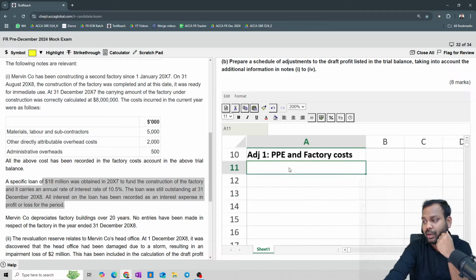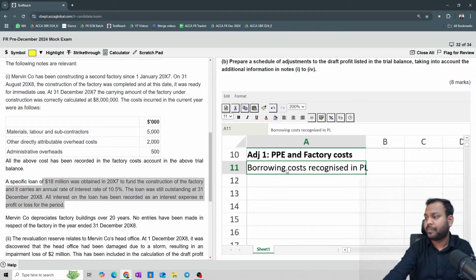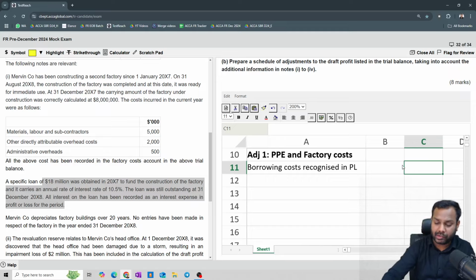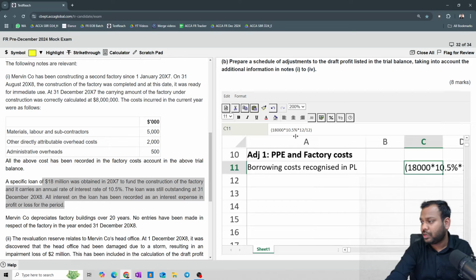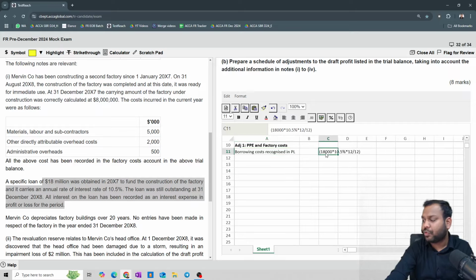Now come here. So tell me, first of all, what is the borrowing cost recognized in P and L? It will be equal to 18,000 multiplied by 10.5% multiplied by 12 by 12, right? For the entire year. This is what is recognized in P and L.